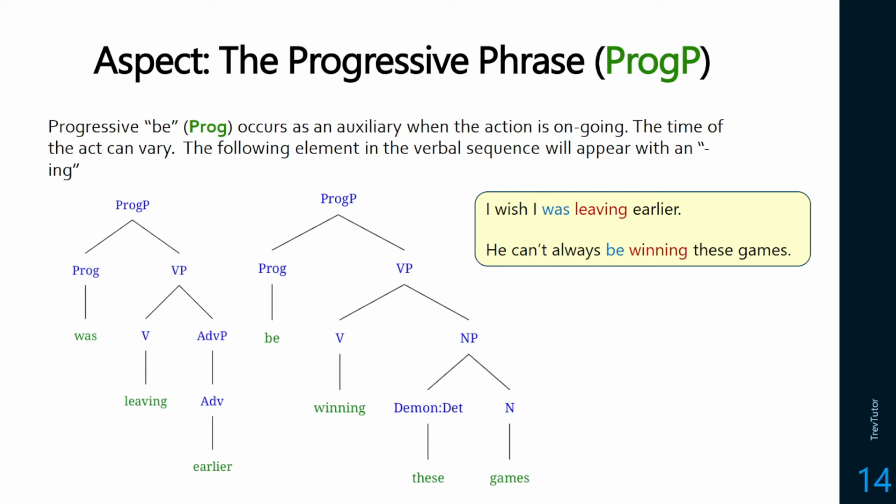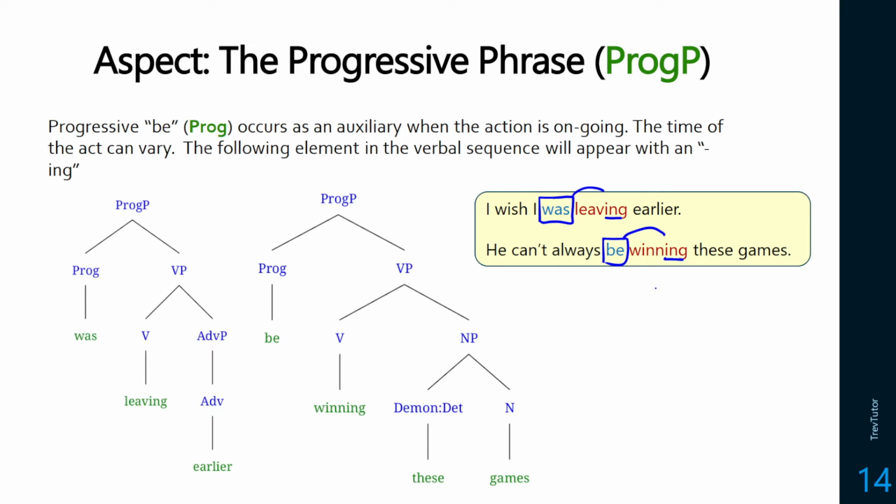He can't always be winning. Winning is an ongoing event. And what we see for the progressive is it always takes a be form. So am, are, was, were, is, and the verb after it has an ing. So it's giving the verb after this ing. So we call that the progressive ing. So whenever you see an auxiliary progressive be, you have to find a verb with the ing after. Otherwise, you're not looking at an auxiliary progressive be, you're probably looking at something else.